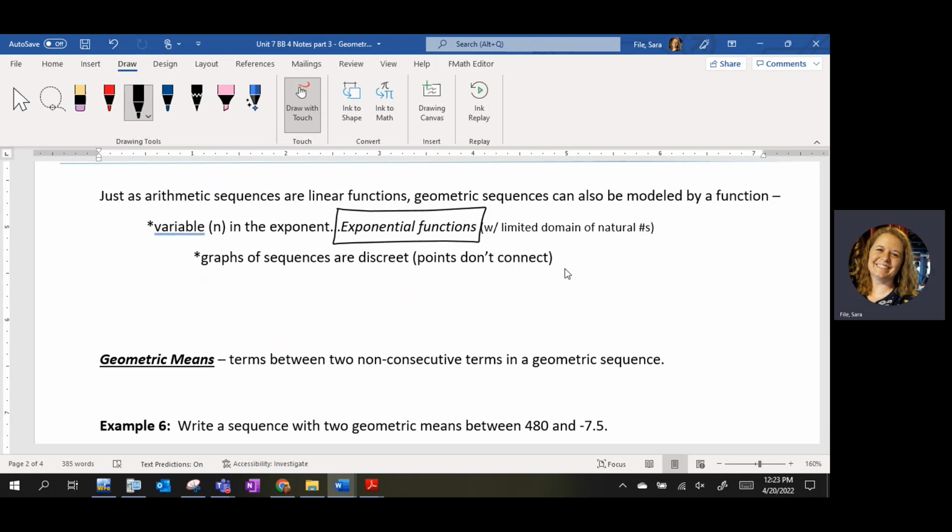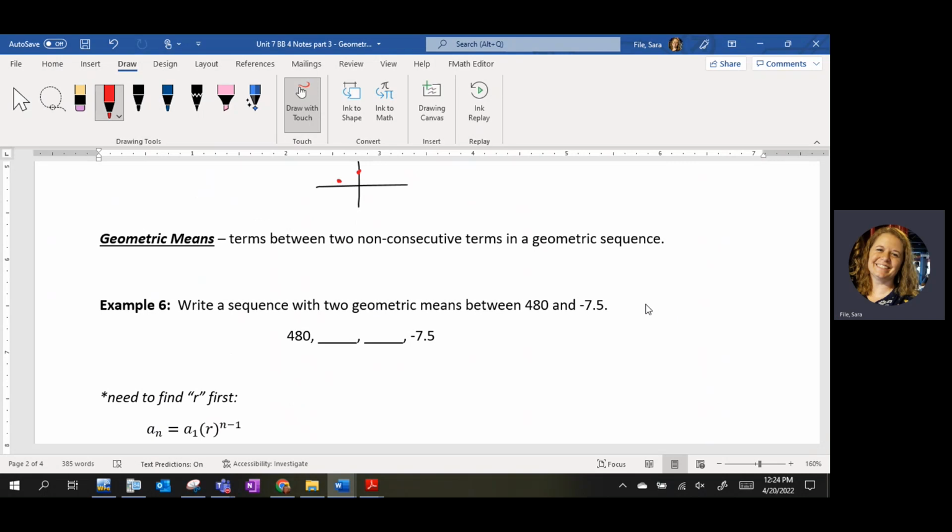Now it does say with a limited domain of natural numbers. What that means is that it's a discrete graph, meaning we don't connect the points. Okay, it's that curve that grows exponentially really fast, right? So it's this shape, but it's discrete. We're not connecting the points. Okay, so we are dealing with exponential functions, and that's going to come back into play here in just a couple of examples.